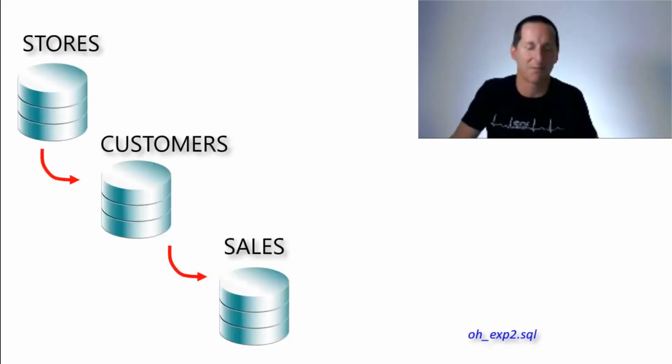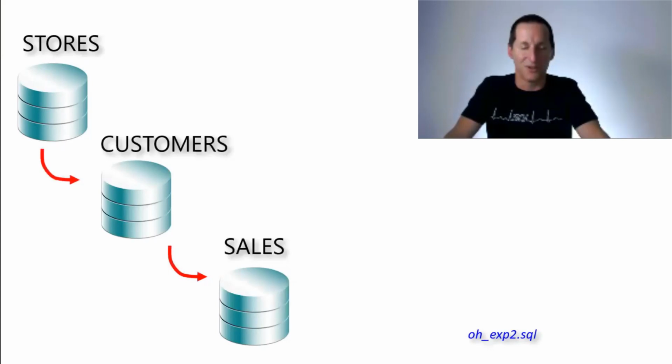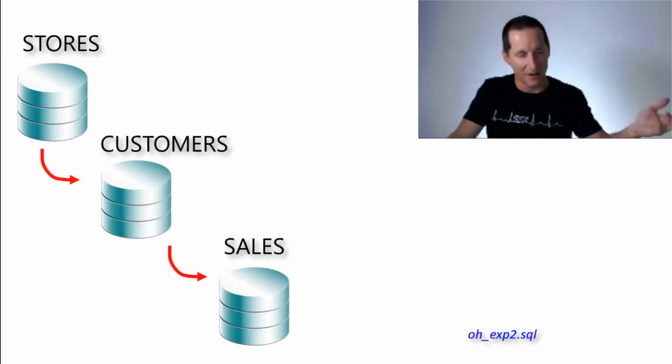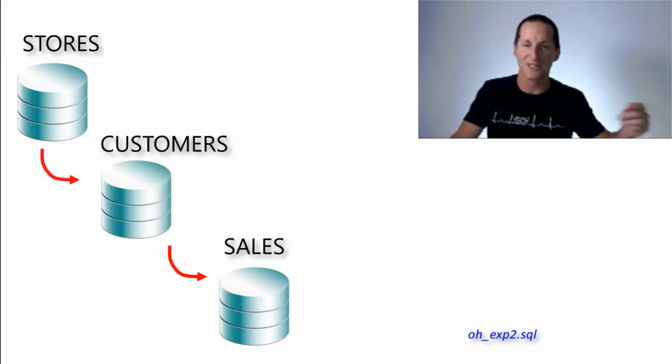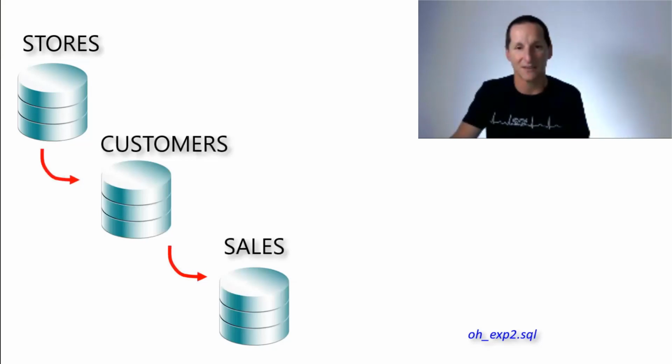Let's look at this example. Let's say I've got a list of stores, and into those stores come customers. So customers is a child of the stores table. And then I've got the sales table, which is a child of customers. So customers come into stores and then they buy stuff, they conduct sales. So let's do a little bit of demonstration using that particular data model.